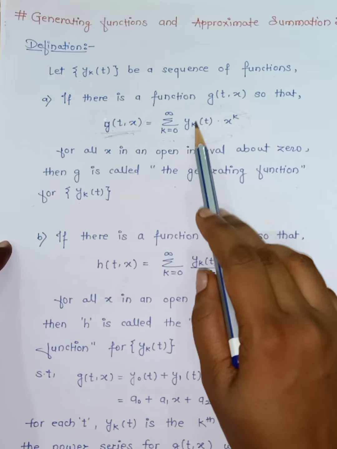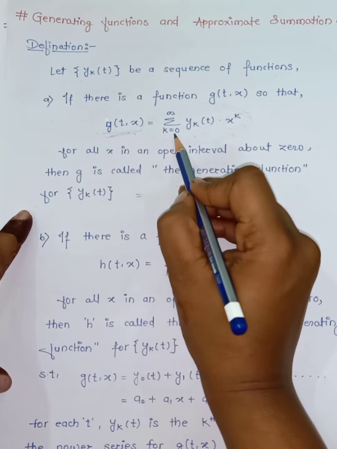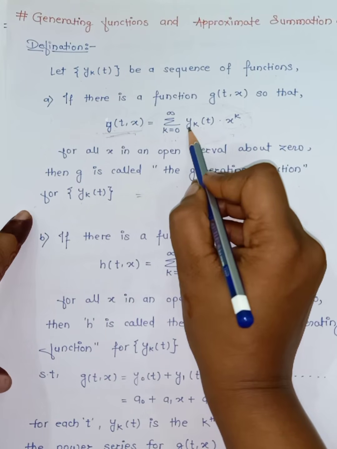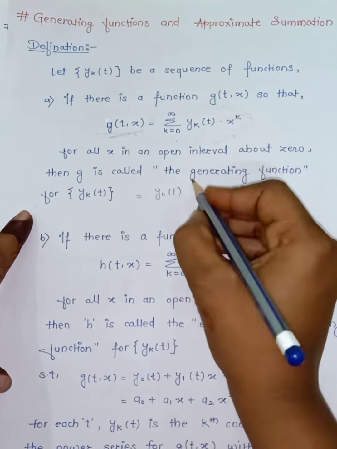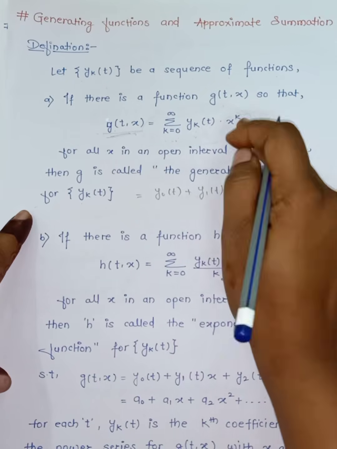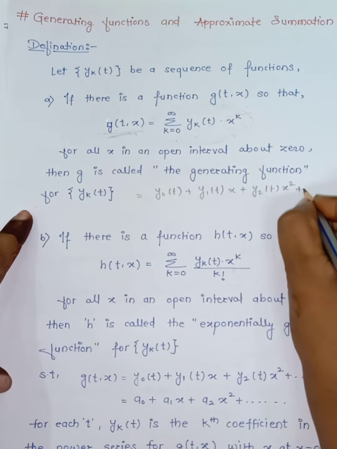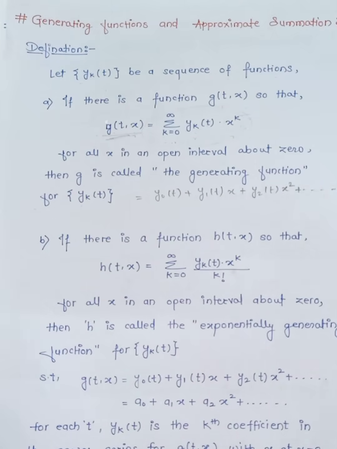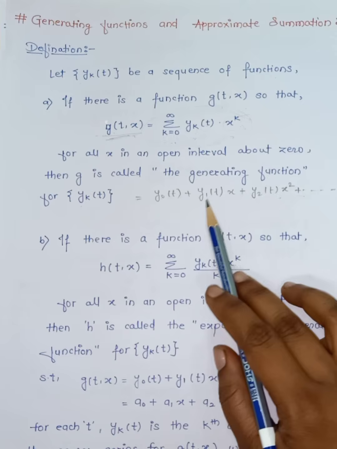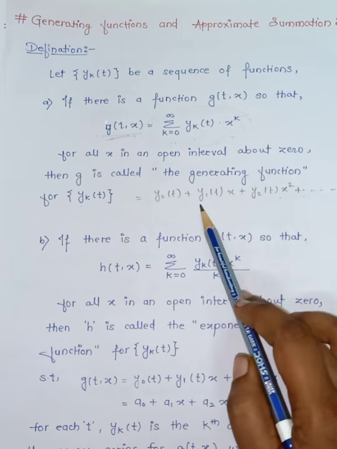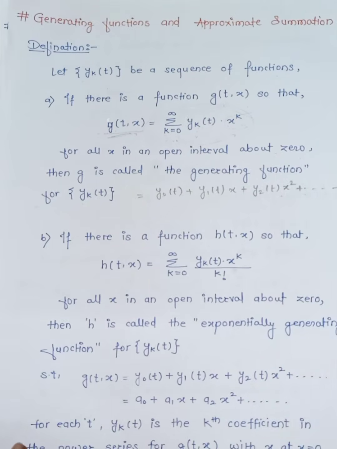So how will this y_k(t) be written? If we put k equals 0, we get y_0(t) times x to the power 0, that is 1, plus y_1(t) times x plus y_2(t) times x square, plus and so on. So this is the expression for a power series about x equals 0, that is the origin.